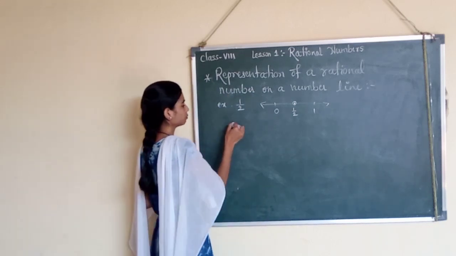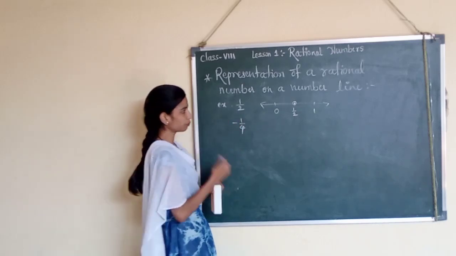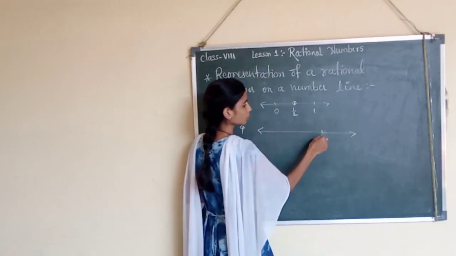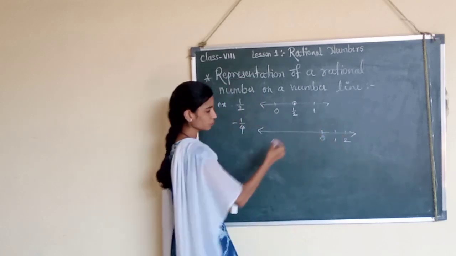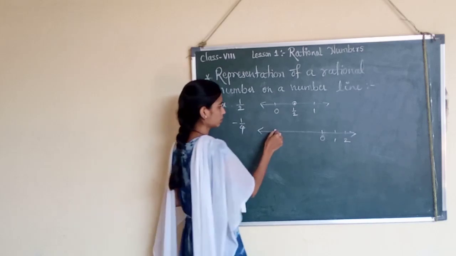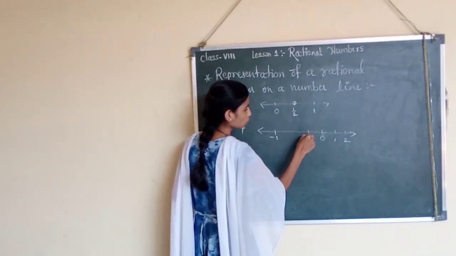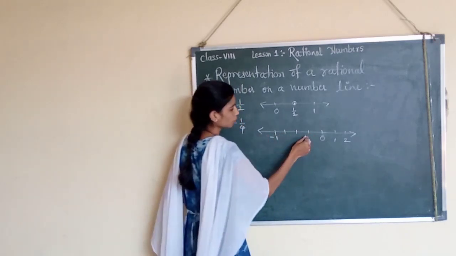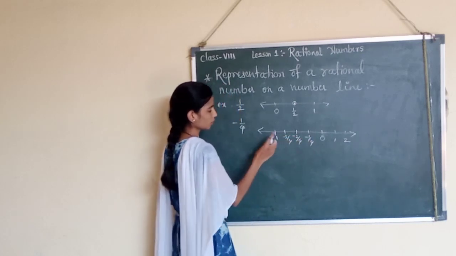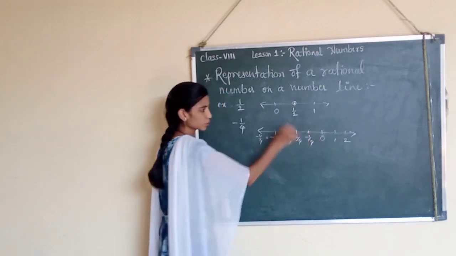This is the required number. Now if it is minus 1 by 4, it means the total 1 can be divided into 4 parts. Here is 0, that side positive and this side negative numbers. But here minus 1 by 4 means 0 to minus 1 is divided into 4 equal parts, 1, 2, 3 and 4. And this is minus 1 by 4, minus 2 by 4, minus 3 by 4. That is, minus 1 is equal to minus 4 by 4. So this is the required number, minus 1 by 4.